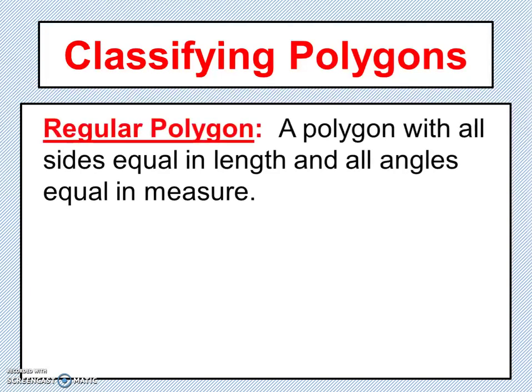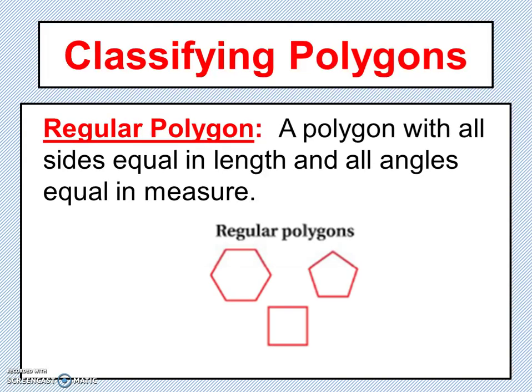A regular polygon is a polygon with all sides equal in length and all angles equal in measure. So here are some examples of regular polygons. You'll see that this square has all 90-degree angles, this pentagon, and these angles all appear to be the same measure, and this one is an octagon. So this angle, and this angle, and this angle, and this angle, and this angle, and this angle are all the same measure.